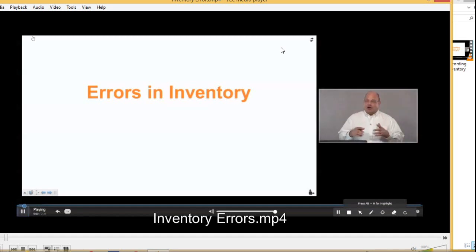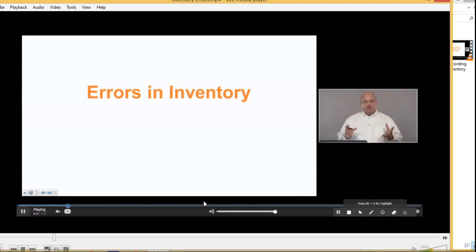Errors in inventory. I always say that when we talk about this topic, clearly we're not talking about having to fix our own mistakes, because we're not going to make any errors in inventory. What we're looking at is the situation where somebody else has made a mistake in inventory, and we're going to have to fix it. What we're talking about with errors in inventory is something's overstated or understated.